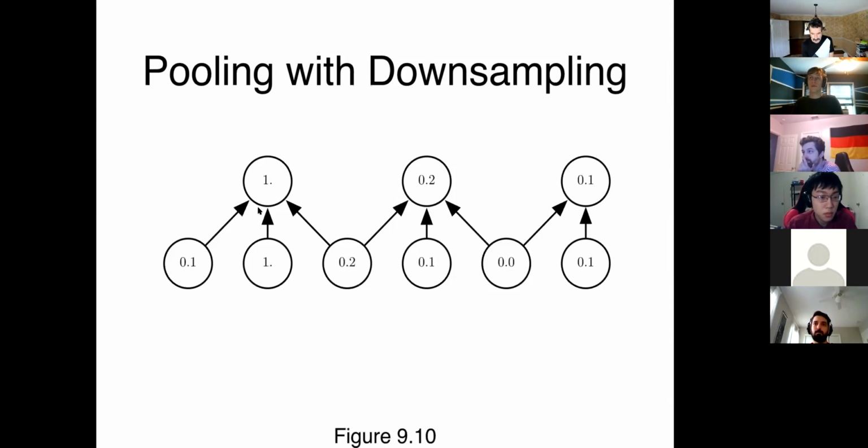1 is max, 0.2 is max, 0.1 is max, right? So you get this downsampling effect.